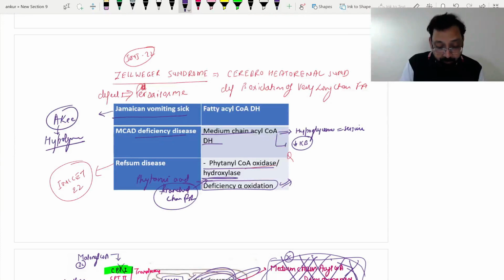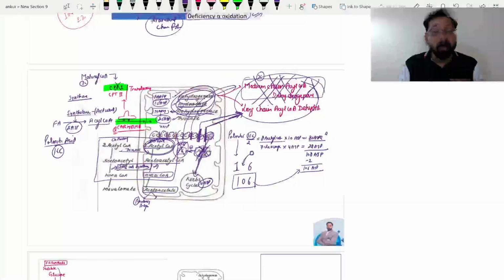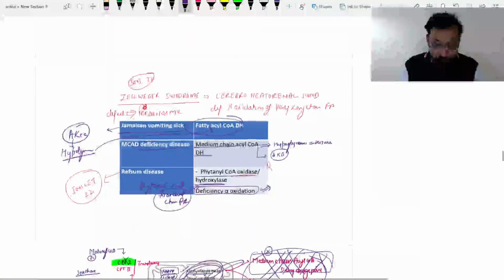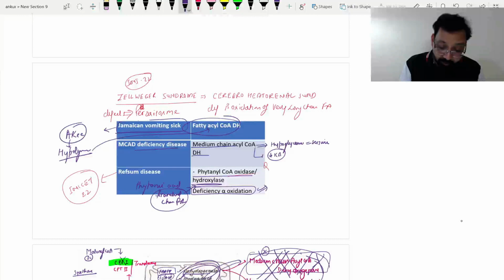Hypoglycin. This compound inhibits this dehydrogenase. When this dehydrogenase is inhibited, beta oxidation does not occur. When beta oxidation does not occur, acetyl coenzyme A is not produced. When acetyl coenzyme A is not produced, gluconeogenesis does not occur. Hypoglycemia, seizures, decreased ketone bodies: Jamaican vomiting sickness.